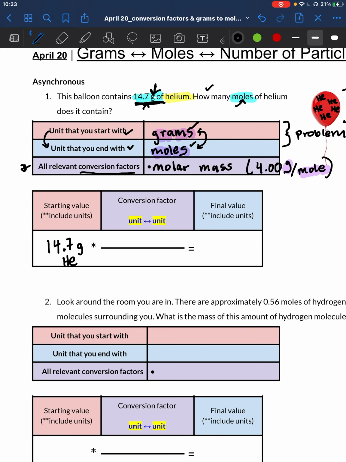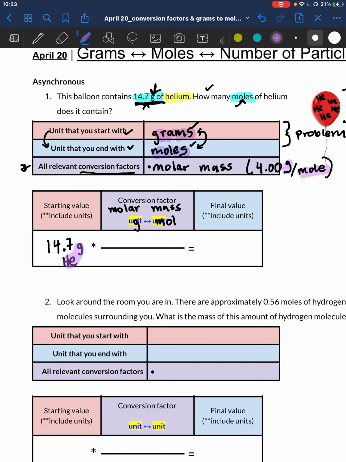All right, the next step. People always want to multiply and divide and do some math, but before I do any math, I'm going to deal with my units. So I'm not going to plug in any numbers. I'm going to deal with my conversion factor and make sure my units are working. So my conversion factor, I wrote that too big, I'm using is molar mass. I'm going from grams to moles.